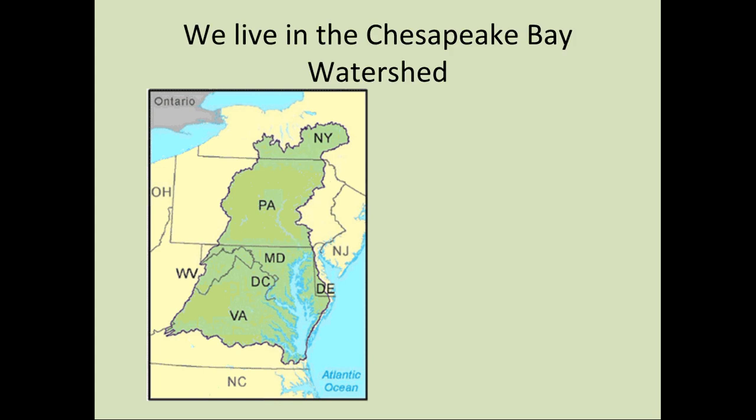The Shenandoah-Potomac River watershed is part of a larger watershed called the Chesapeake Bay Watershed. The Chesapeake Bay watershed is part of six states: New York, Pennsylvania, Maryland, Virginia, Delaware, West Virginia, and the District of Columbia. Make sure you write these down in your notes because you will have each of these states that make up the Chesapeake Bay watershed on a later test.